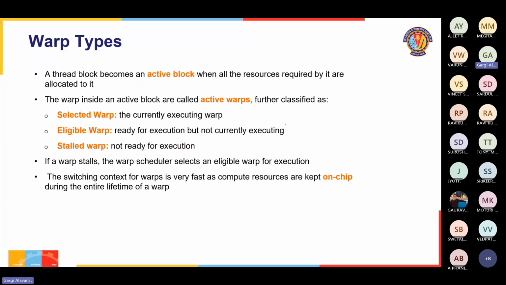When the thread block becomes active, we try to allocate the resources, and this block is converted to warps, and these warps become the active warps, and these active warps can be of 3 types: selected warp, eligible warp, or stalled warp.